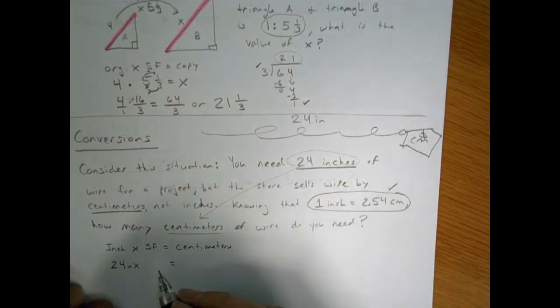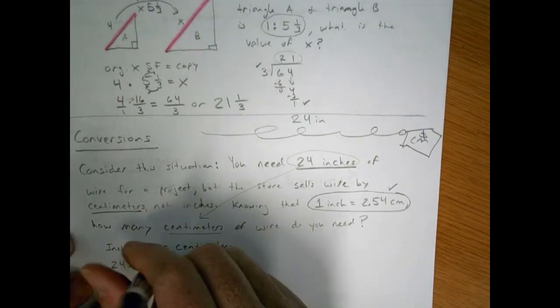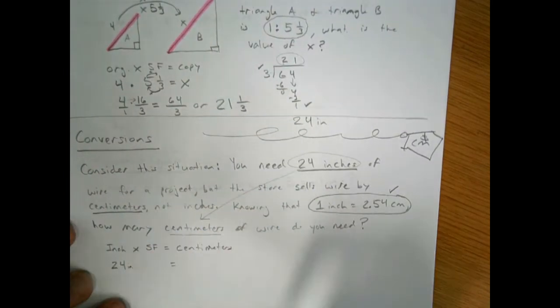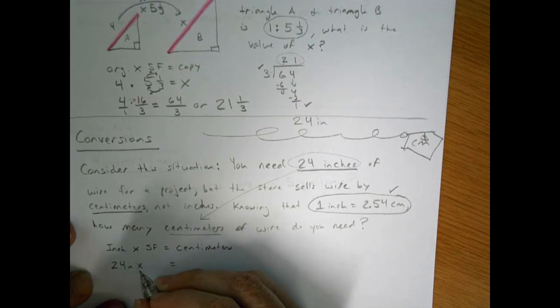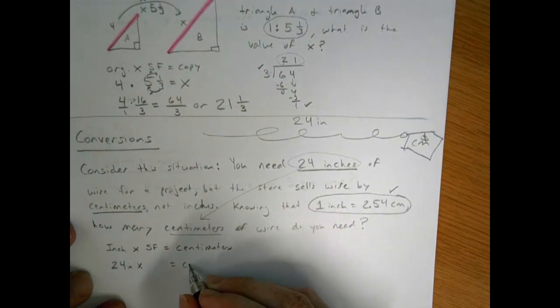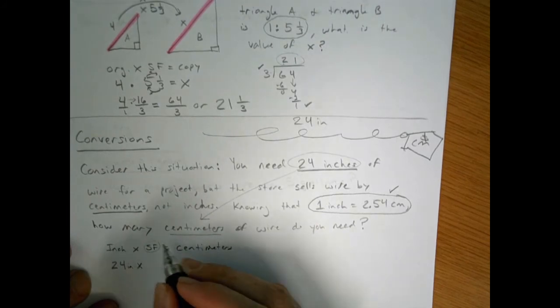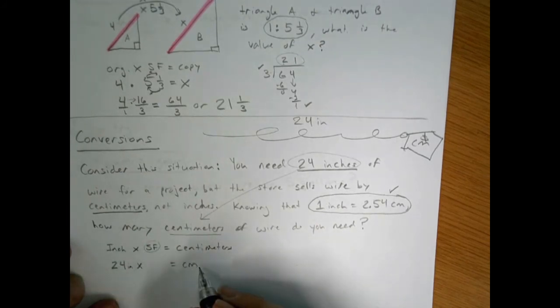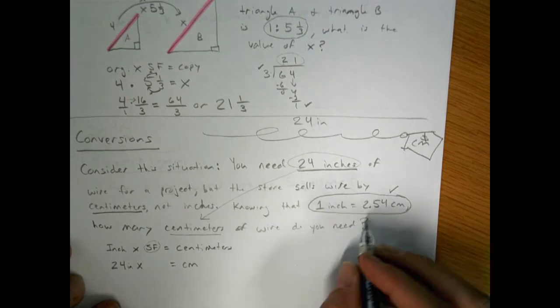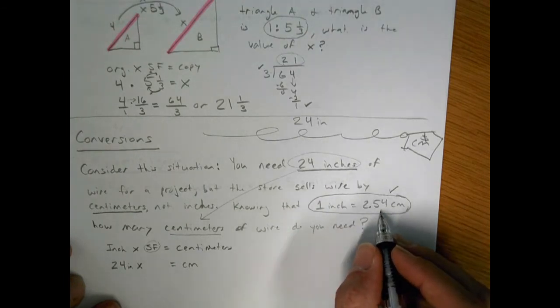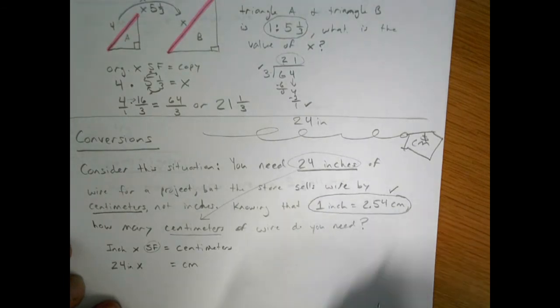I'm going to put inches right there. I'm going to get a little more space here, just so I make a little more space for you guys. So 24 inches times something to give me centimeters. So this scale factor is our conversion to convert inches to centimeters. So to make this work, what we're going to do is take a look at what we have. We have 2.54 centimeters and 1 inch.